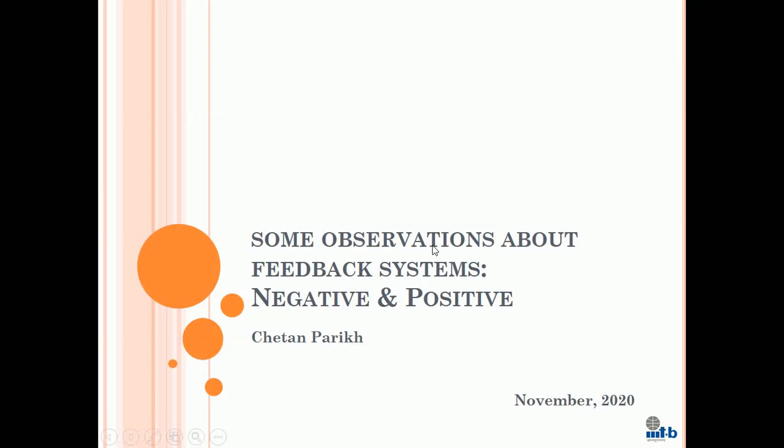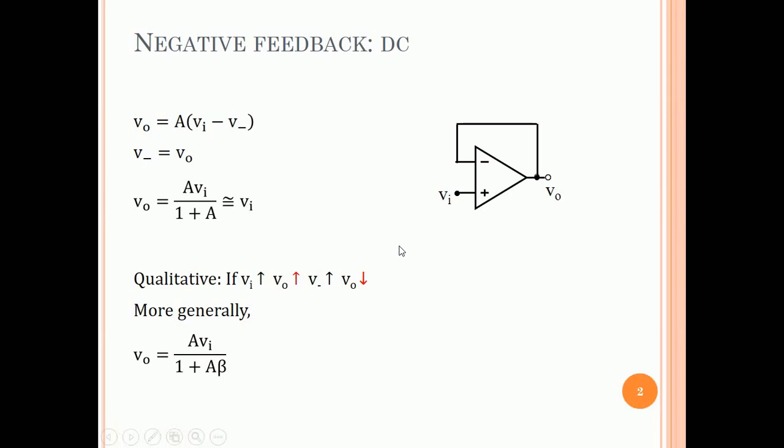Most of this is revision of what you've done in your undergraduate courses, but there are some observations that may be new. In any case, this sets the stage for our discussions on stability and compensation. So let us begin. So we'll look at this very simple unity gain feedback opamp circuit. The input is applied to the positive terminal, the output is connected to the negative input. So this is a unity gain negative feedback, and let us study this for the next few minutes.